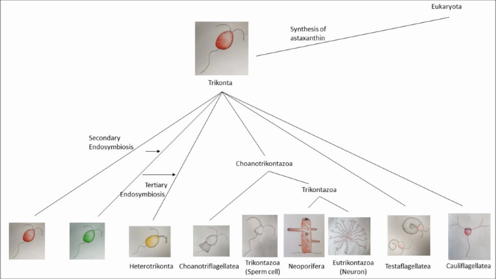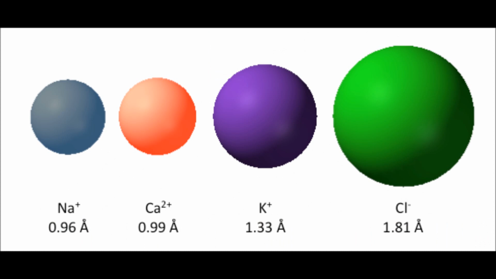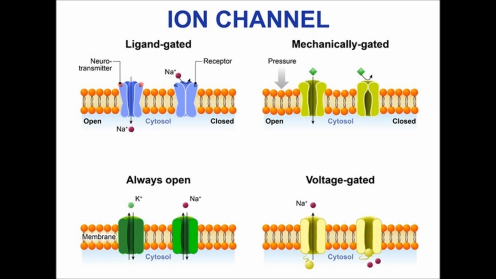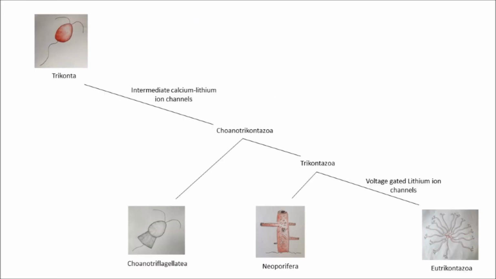On the planet trikontazoans and choanotriflagellates evolve on, there is much more lithium than there is on Earth, but less sodium than on Earth. So lithium passes through sodium channels very slowly, although it can still pass through. This might mean the proteins in lithium and sodium channels might be very similar, and therefore lithium channels may also evolve from calcium channels in trikontazoans. So action potentials in some trikontazoans may then depend on voltage-gated lithium channels.